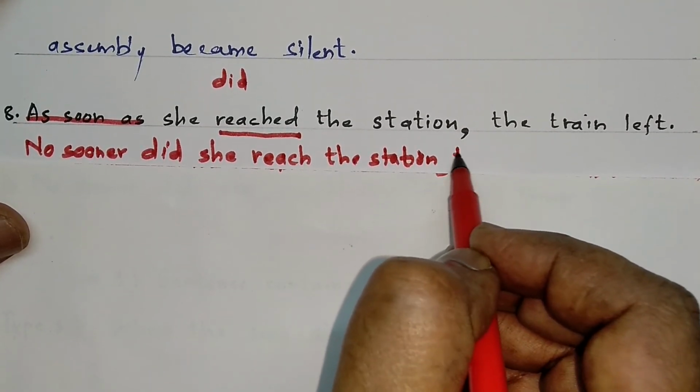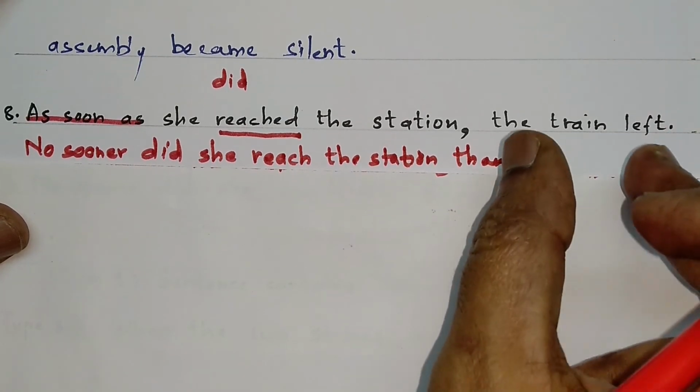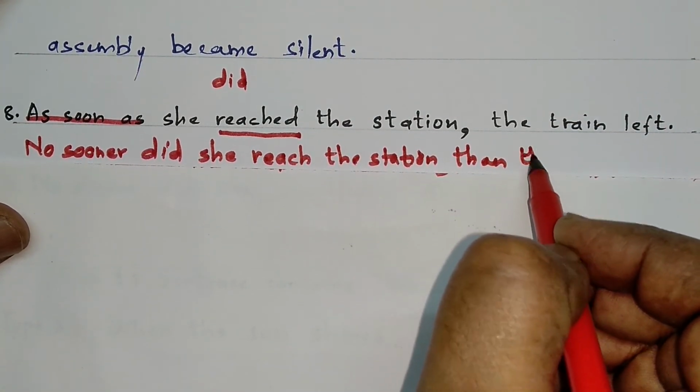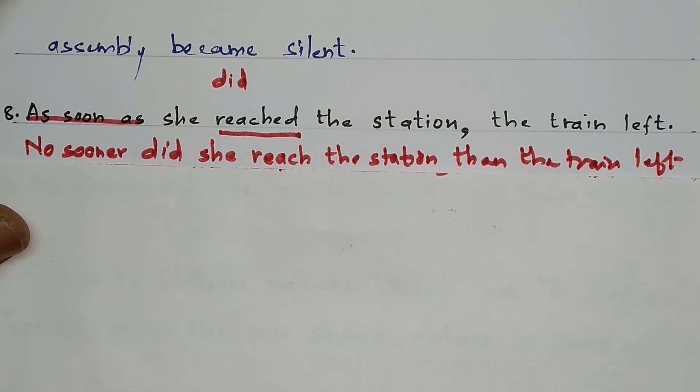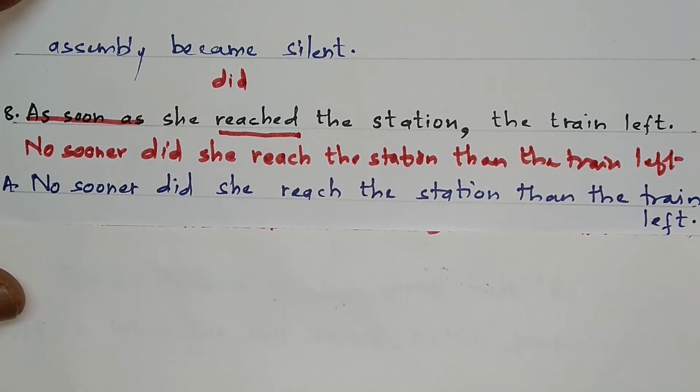Comma is replaced with than. And the other part of the sentence, we have to write the same. That is the train left. So the answer is no sooner did she reach the station than the train left.